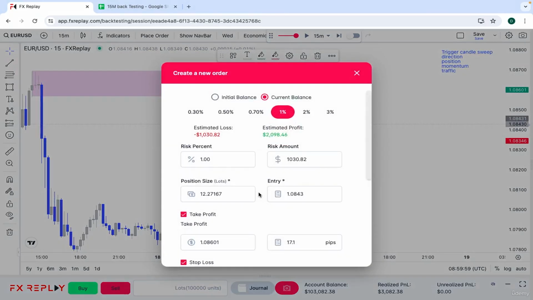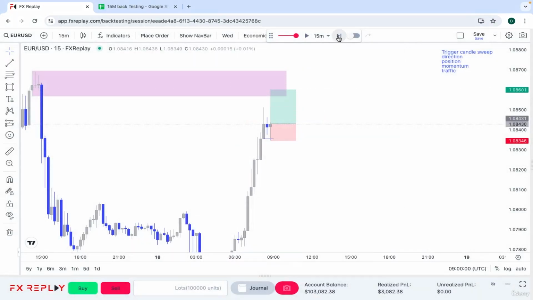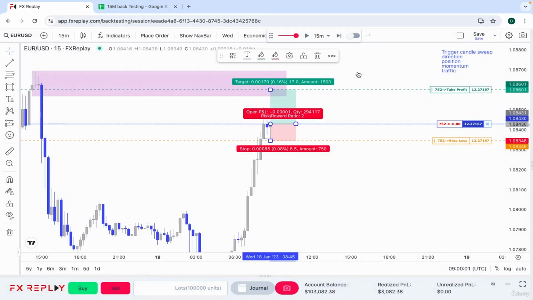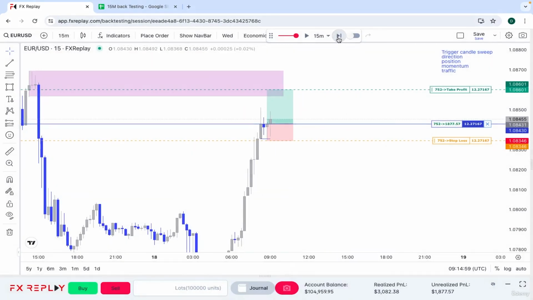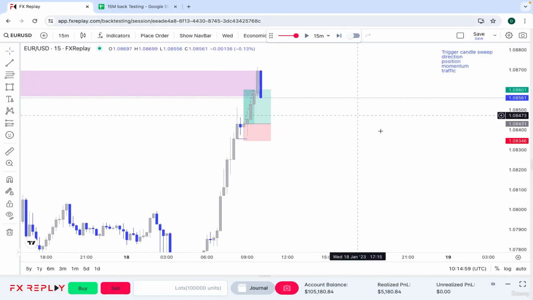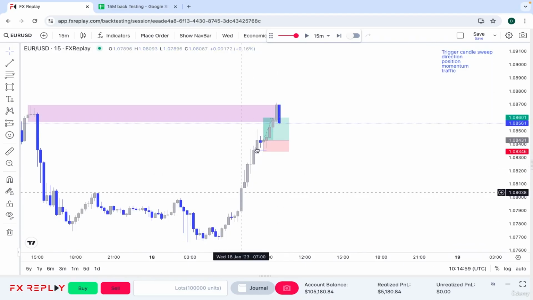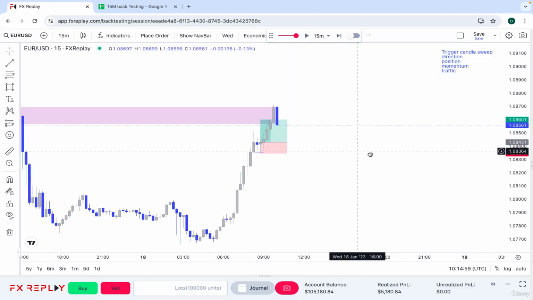Place order, save. Has that not worked? Place order. Oh yeah, it has worked. And there we go. Smash through target. So you can see momentum is really, really important. Again, trigger candle sweep, direction and momentum are the most important ones.